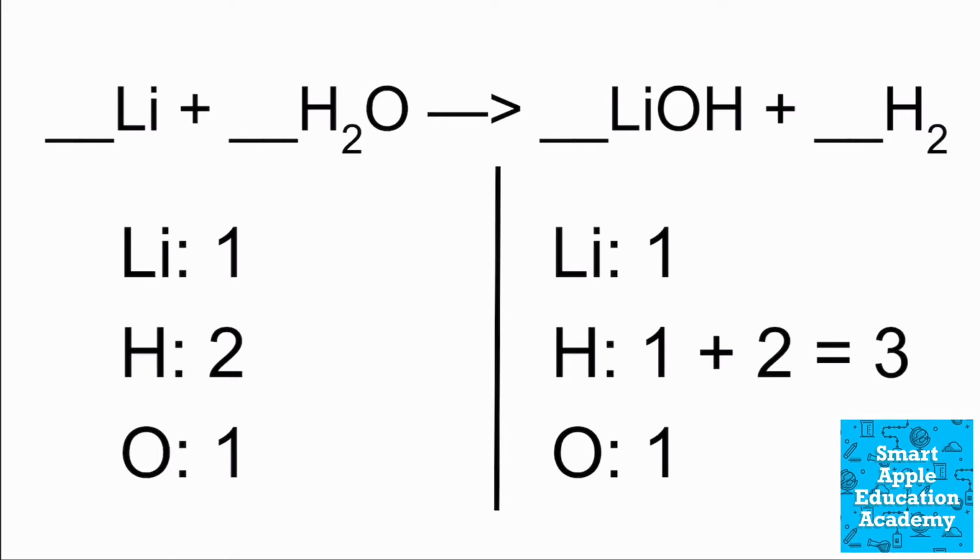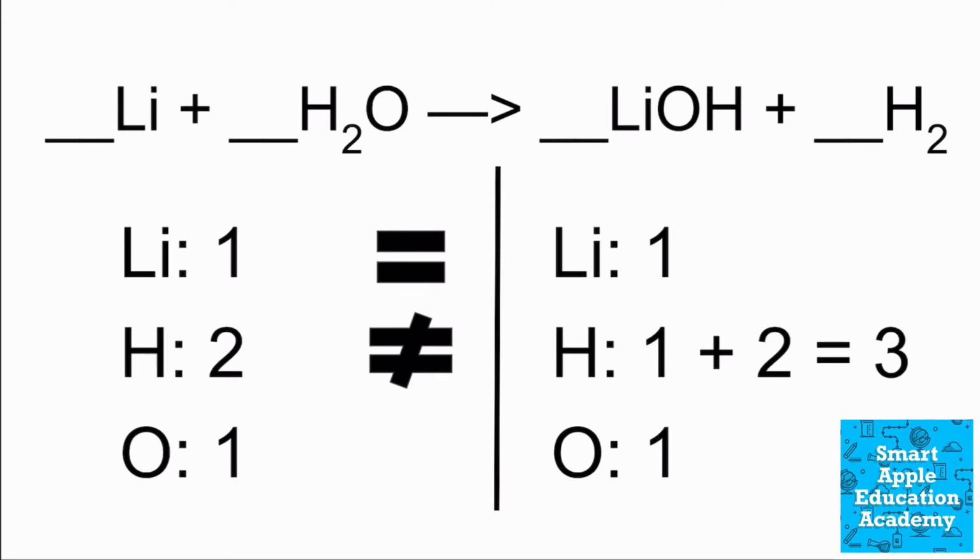So we have listed out how many of each element we have, both for the reactants and for the products. If you look at the screen, you can see that we have the same number of lithium on both sides of the screen. But for hydrogen, there are 2 hydrogens for the reactants and 3 hydrogens for the products. So these numbers are not equivalent. We have to make these numbers equivalent. So how do we do that?